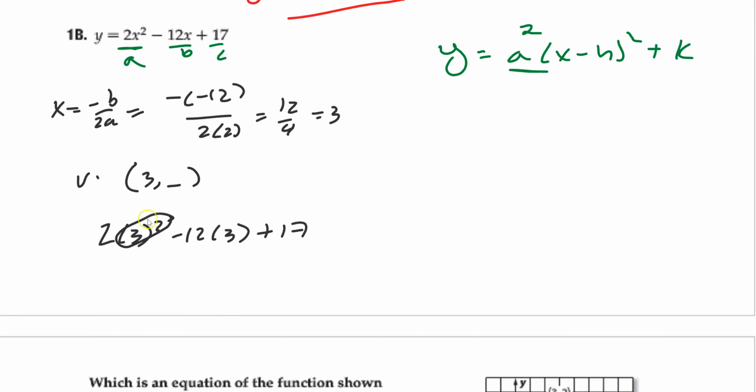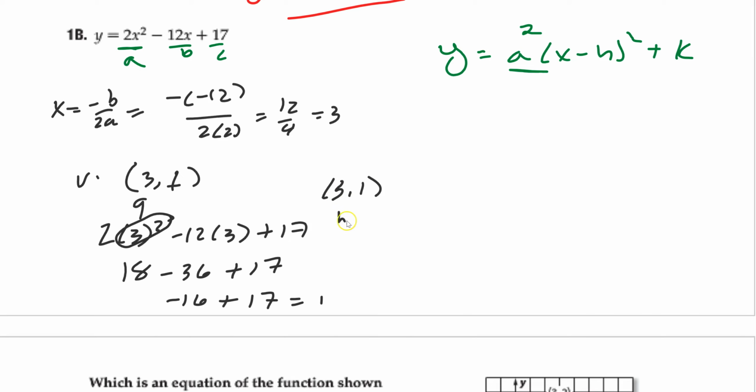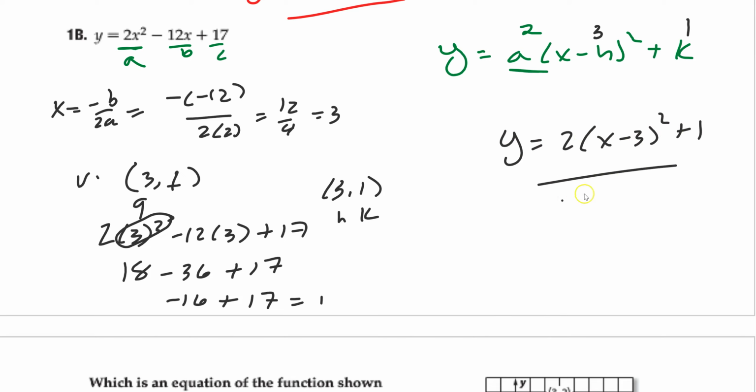Remember, we always do the exponent first, so it's 9. 9 times 2 is 18, minus 36 plus 17. That's negative 18 plus 17, so it's negative 1. So my vertex is 3, negative 1. That's my h, and that's my k. So my equation is 2(x minus 3) squared plus 1.